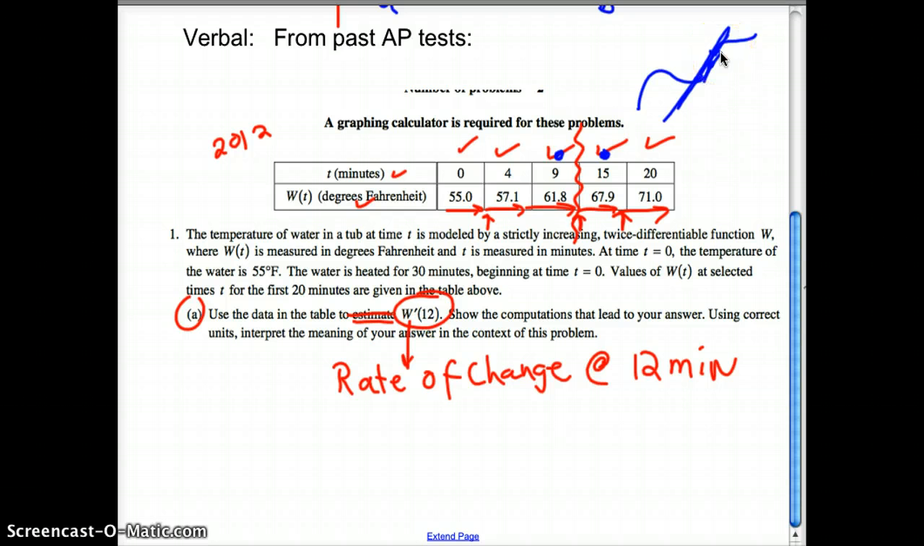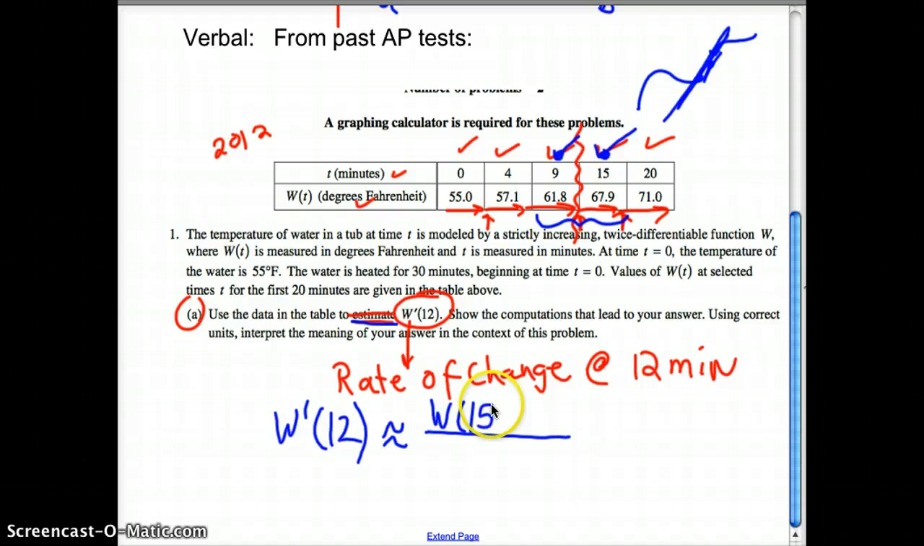So really what this is asking you to do is find the slope of the secant line connecting these, and it'll be a good estimate for the derivative. So a good estimate of the rate of change of temperature after 12 minutes would be my rate of change between these neighbors right here. So the best thing to do would be to say, what was the temperature at 15 minutes, W of 15, and what was the temperature at 9 minutes?